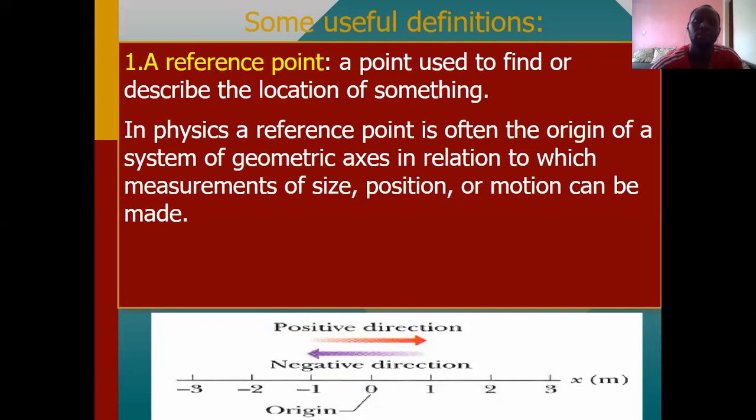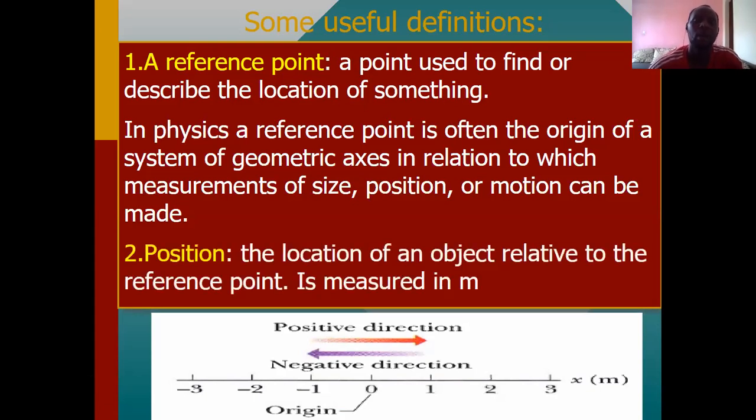For example, here on this figure, you cannot mention the direction of the moving body if you don't have the reference point 0. Here we have two directions, the positive direction and the negative direction, according to the reference 0. The second term is position. The position is defined as the location of the object relative to the reference point, and it is measured in meters.